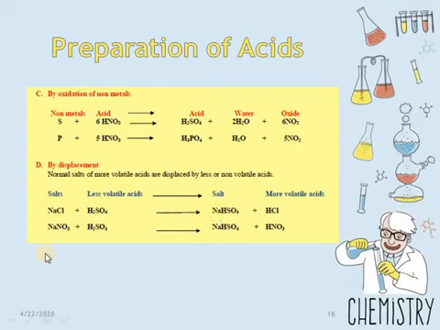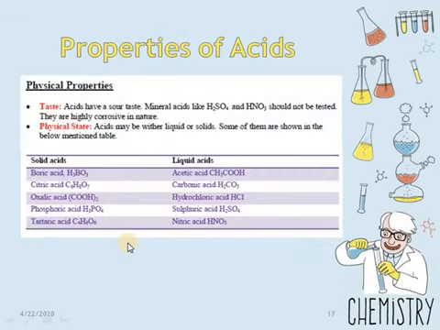So this is a process by which you can produce a more volatile acid from a less volatile acid. This type of question comes in the main examinations. Now the properties: physical properties and tests. Acids have a sour taste. Mineral acids like H2SO4 and HNO3 should not be tasted because they are very corrosive in nature. You should not touch even these acids.